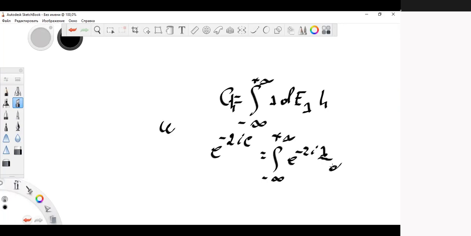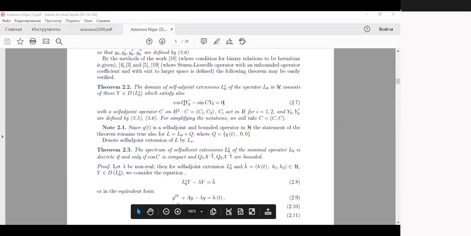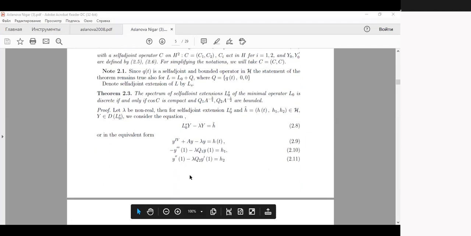Lambda here is real, and when you evaluate its norm, it will be 1. The norm of that operator is 1, so it is a unitary operator. That's why the self-adjoint operator C appears in that boundary condition here, as if it replaces that unitary operator.